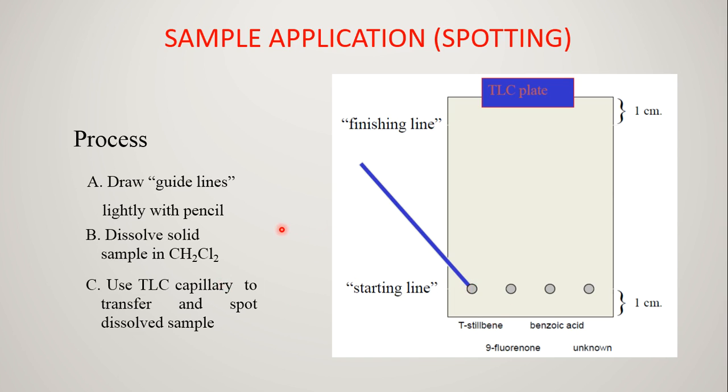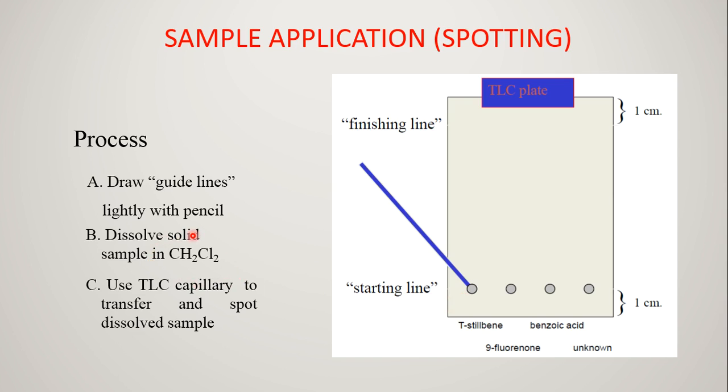The sample is dissolved in an organic solvent, a volatile solvent. Here a solvent is shown, that is dichloromethane. It is a very good solvent for organic compounds and it is also very volatile in nature. So these solid samples or other types of samples could be dissolved in this, and this solution is applied over this starting line. Okay. Now after that, when the samples are applied, these are allowed to dry.